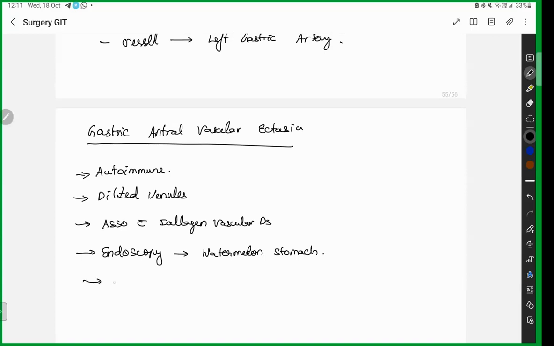And what is going to be your management for these patients? You're going to go for argon photocoagulation. Very important, argon photocoagulation.